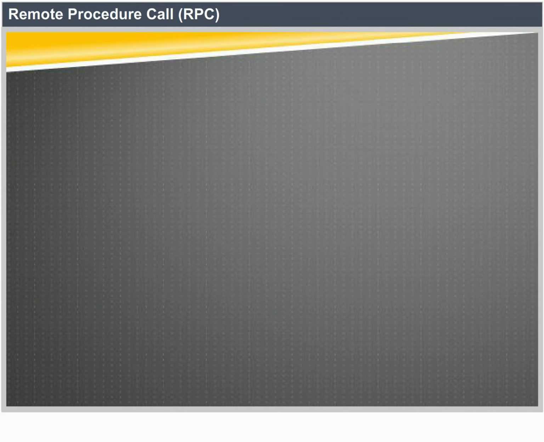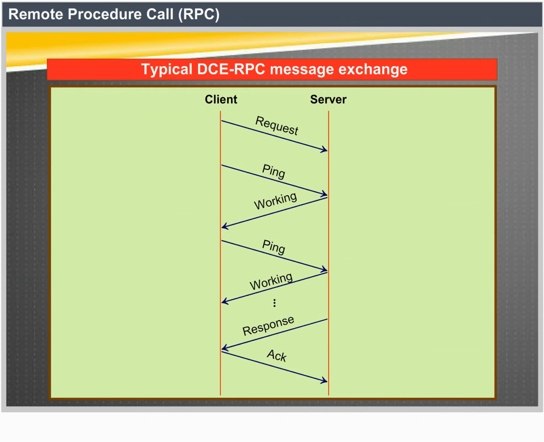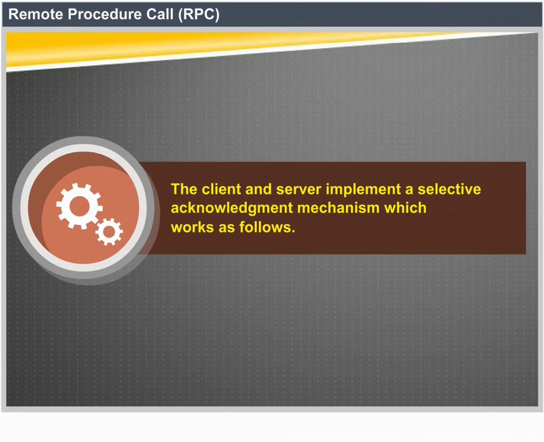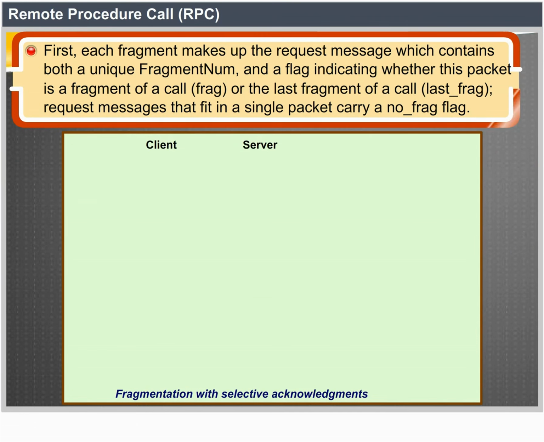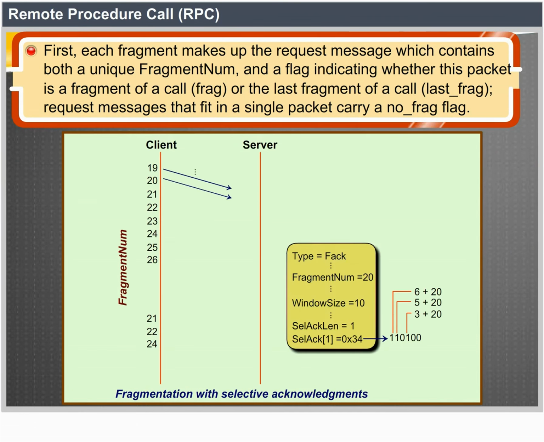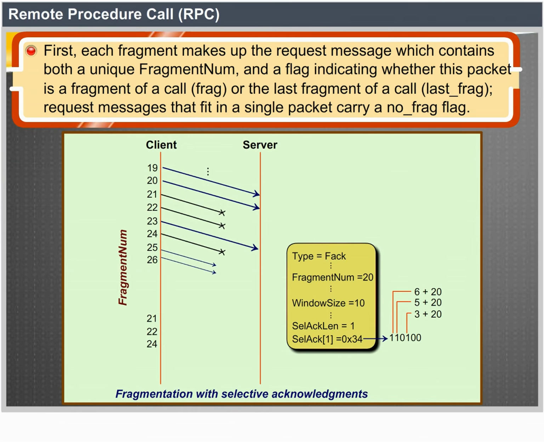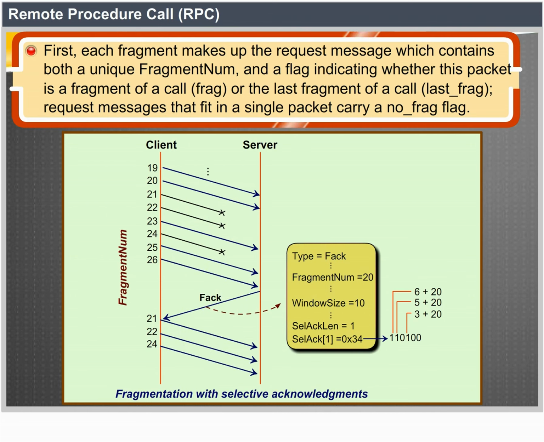Typical DCE RPC message exchange. Both the client and the server implement a selective acknowledgement mechanism, which works as follows. First, each fragment that makes up the request message contains both a unique fragment num and a flag indicating whether this packet is a fragment of a call, frag, or the last fragment of a call, last frag. Request messages that fit in a single packet carry a no frag flag.